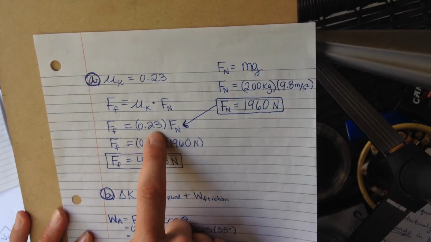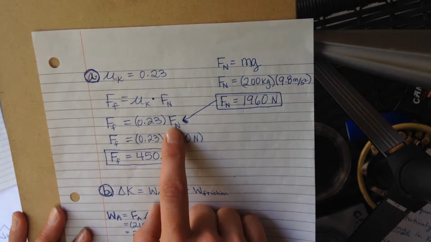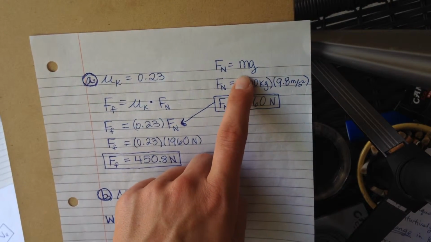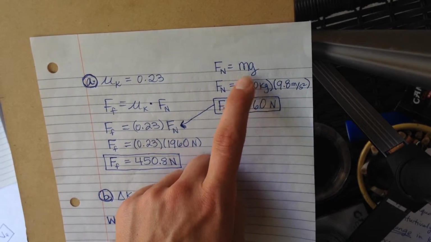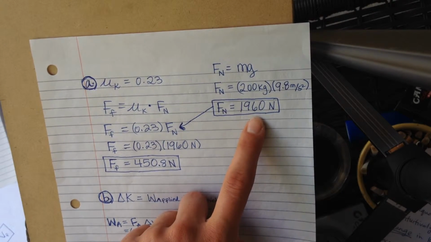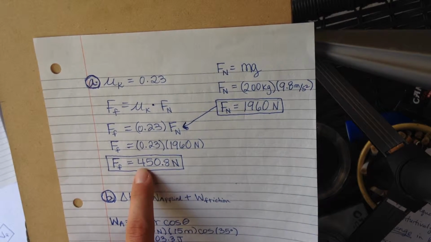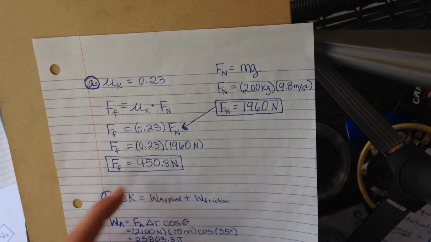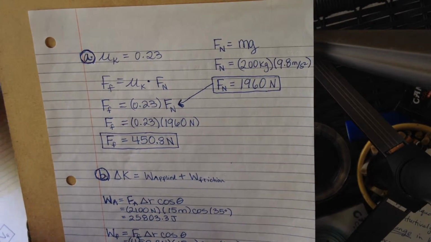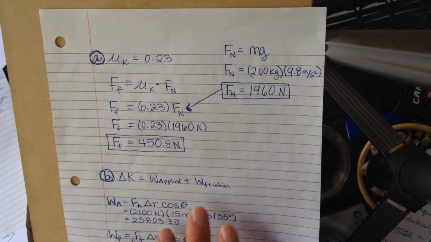And so we can put in our 0.23 right here, but we need to know our normal force, which, as I stated before, is going to be the same magnitude as the gravitational force downward. And it comes out to 1960 newtons. We plug this in and come out to a frictional force of 450.8 newtons.